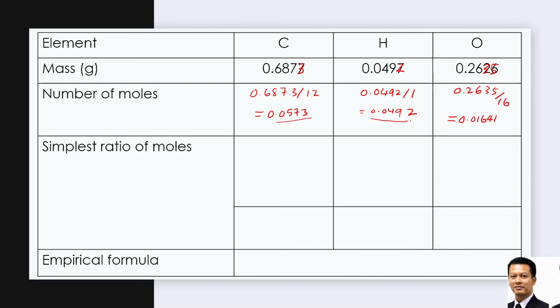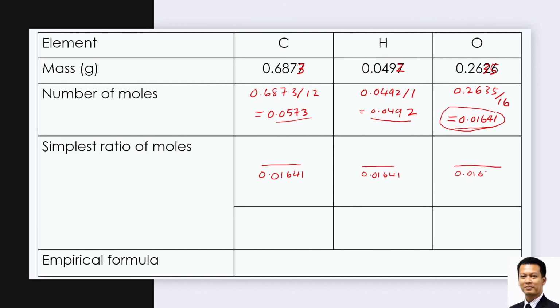Which one is the smallest number? This one is the smallest number, right? So we need to pick that one. When you pick that one, it means that everything must be divided by the smallest number, 0.01641. This one must also be divided by the smallest number, and this one must also be divided by the smallest number. This one, 0.01641, means that this one will become 1, right?